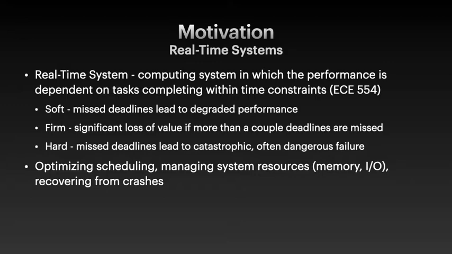There are three types of real-time systems, each of which places an increasing importance on adhering to deadlines. The first of these is a soft real-time system, where missing deadlines can be a nuisance, but not all value of the system is lost. Think of something like a web page or an arcade game.